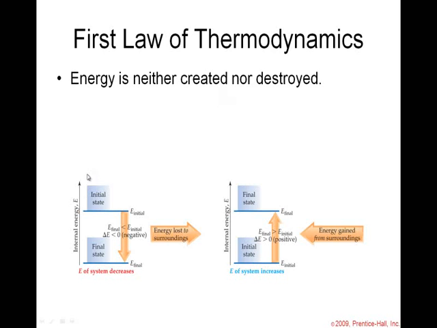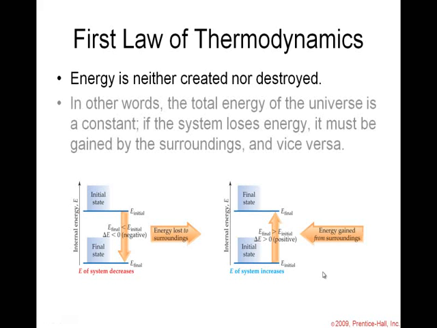So if I start off at some initial state and I lose energy to the surroundings, then an equal amount of energy is added to the system from the surroundings, and they're always going to be equal. Whatever is lost from one system is going to be gained by another. So the total energy of the universe is a constant. Anything lost must be gained by something else.